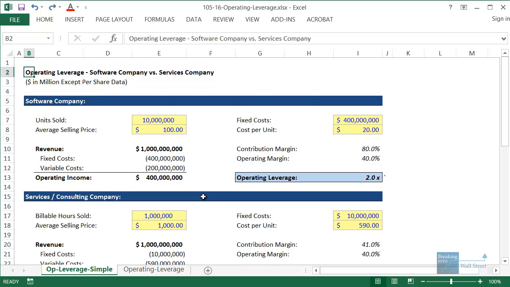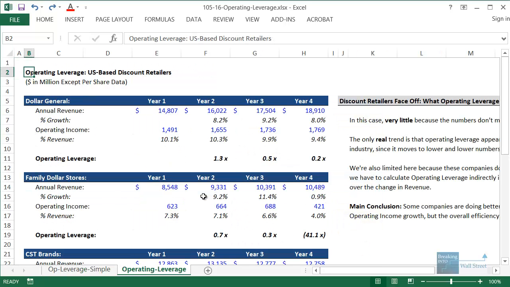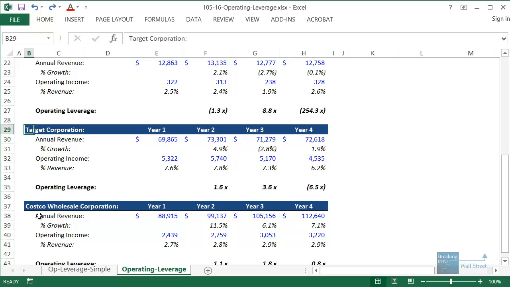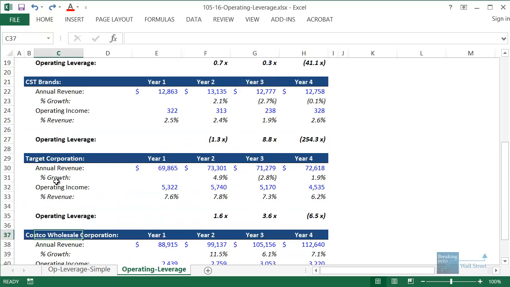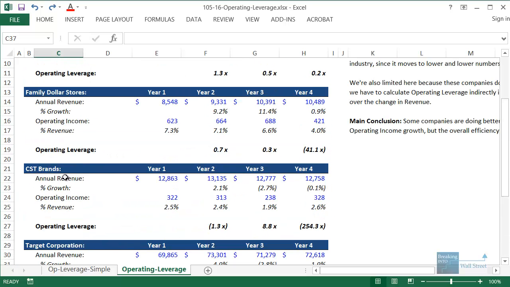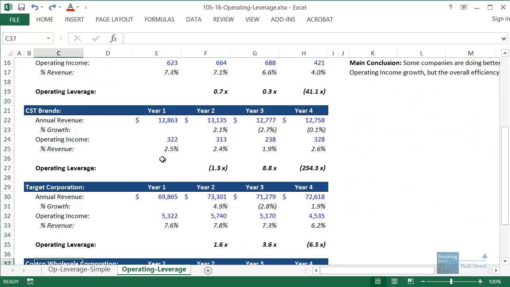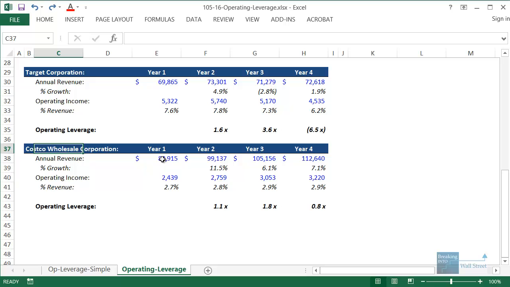Now, another thing I wanted to show you really quickly is that with real companies, the problem you often run into is that they don't split out fixed versus variable expenses. I have some discount retailers in the US here: Dollar General, Family Dollar Stores, CST brands, Target, Costco. Target is a little bit questionable, but we'll keep it there anyway. Most of these companies have operating margins in the 2, 3 to 10% range. The median is probably around 5 or 6%.